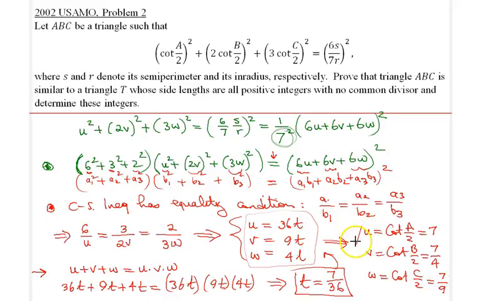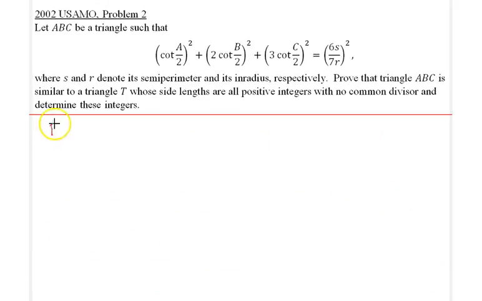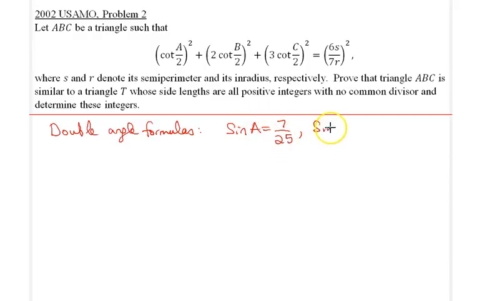Using these results, we can now use double angle formulas to find the values of, say, sine A, sine B, and sine C. Let me open a new page here. Let me just say double angle formulas. Using those formulas, you can easily obtain that sine A is 7 over 25, sine B comes out as 36 over 65, and finally sine C is equal to 63 over 65.